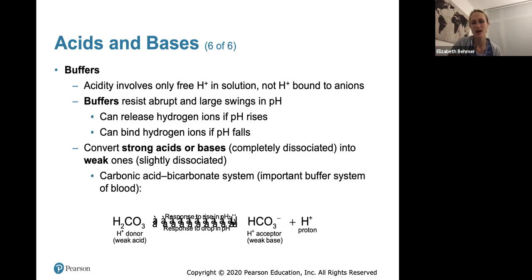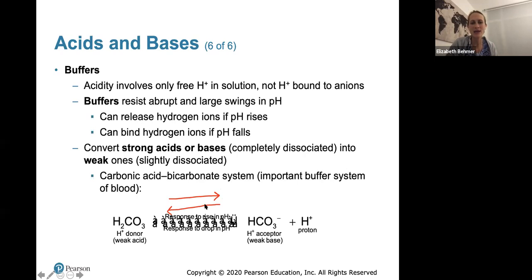This is the carbonic acid bicarbonate system, which is an important buffer system of blood. These little crazy symbols I haven't been able to get out, but what should be here is just an arrow that goes in both directions. So this is one of your body's reversible reactions. What this buffer system does is it takes carbonic acid, which is a weak acid, and turns it into bicarbonate ion and a proton, to act as a buffering system between this weak acid and weak base.